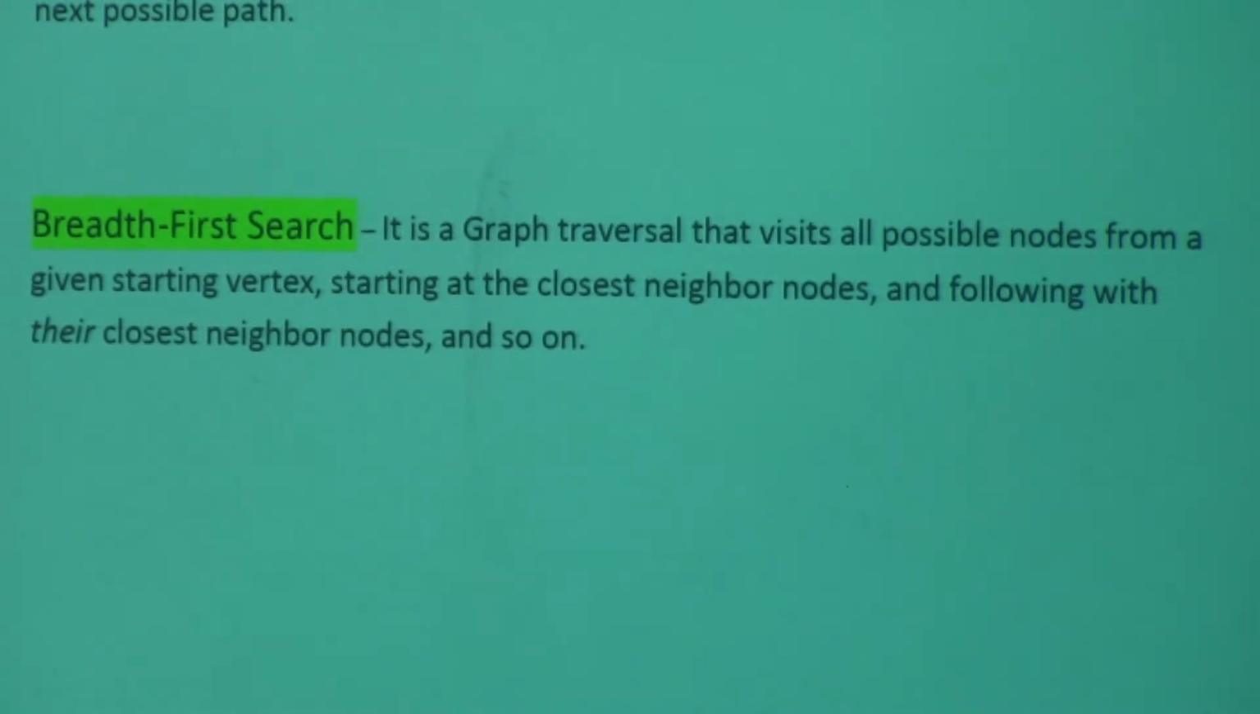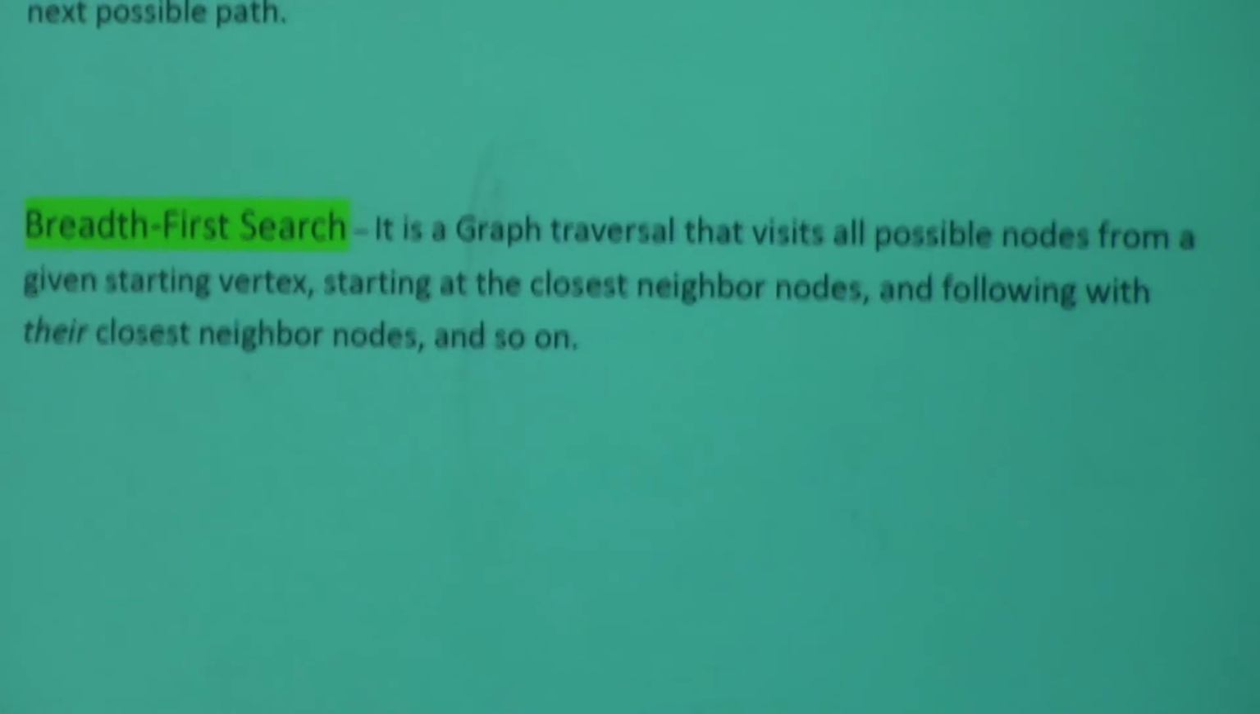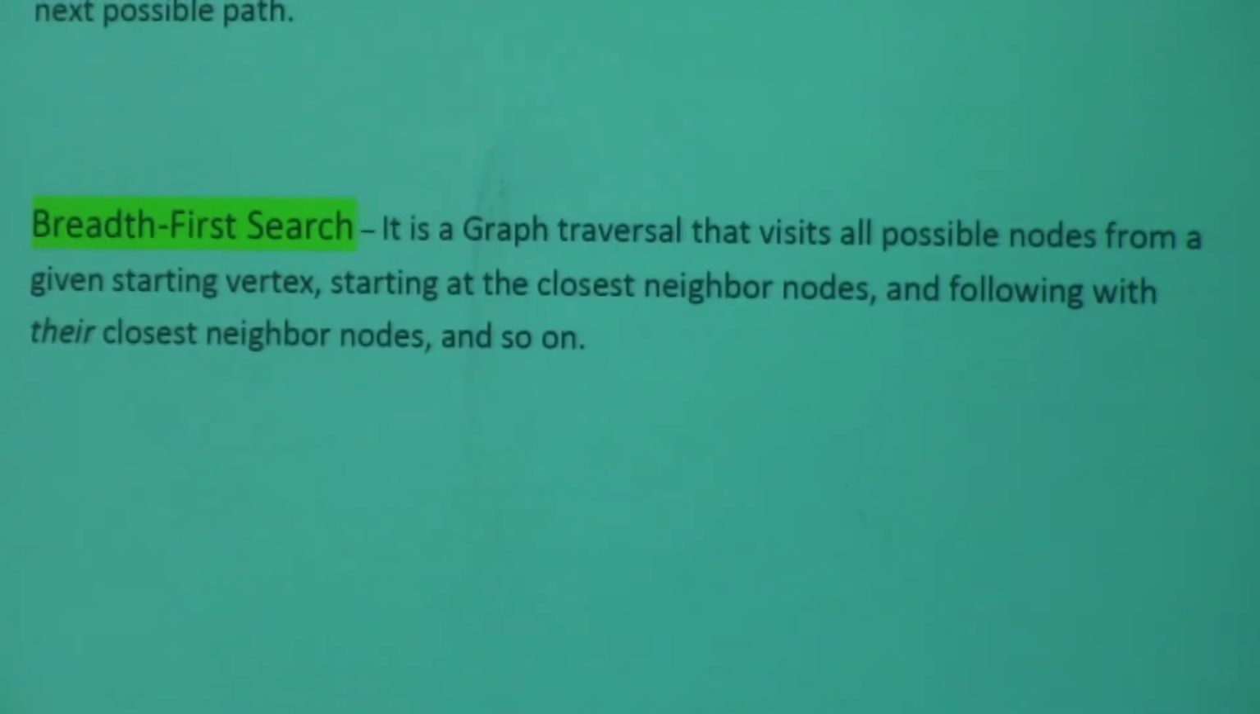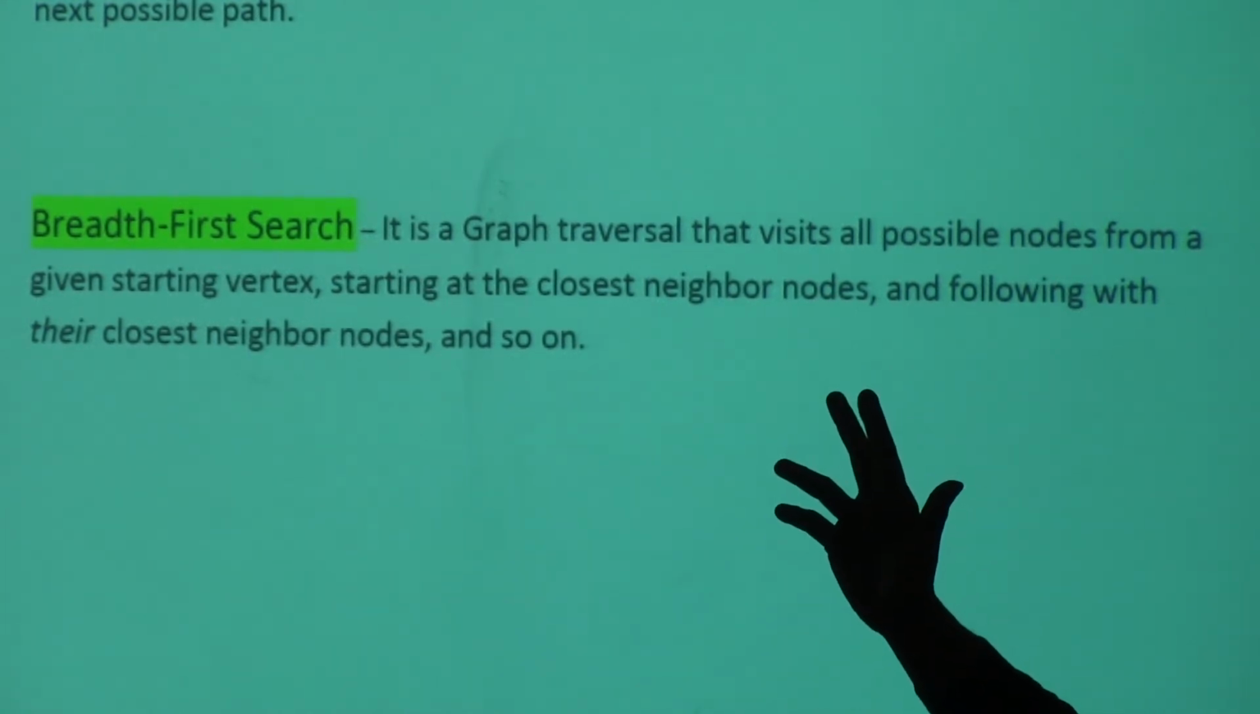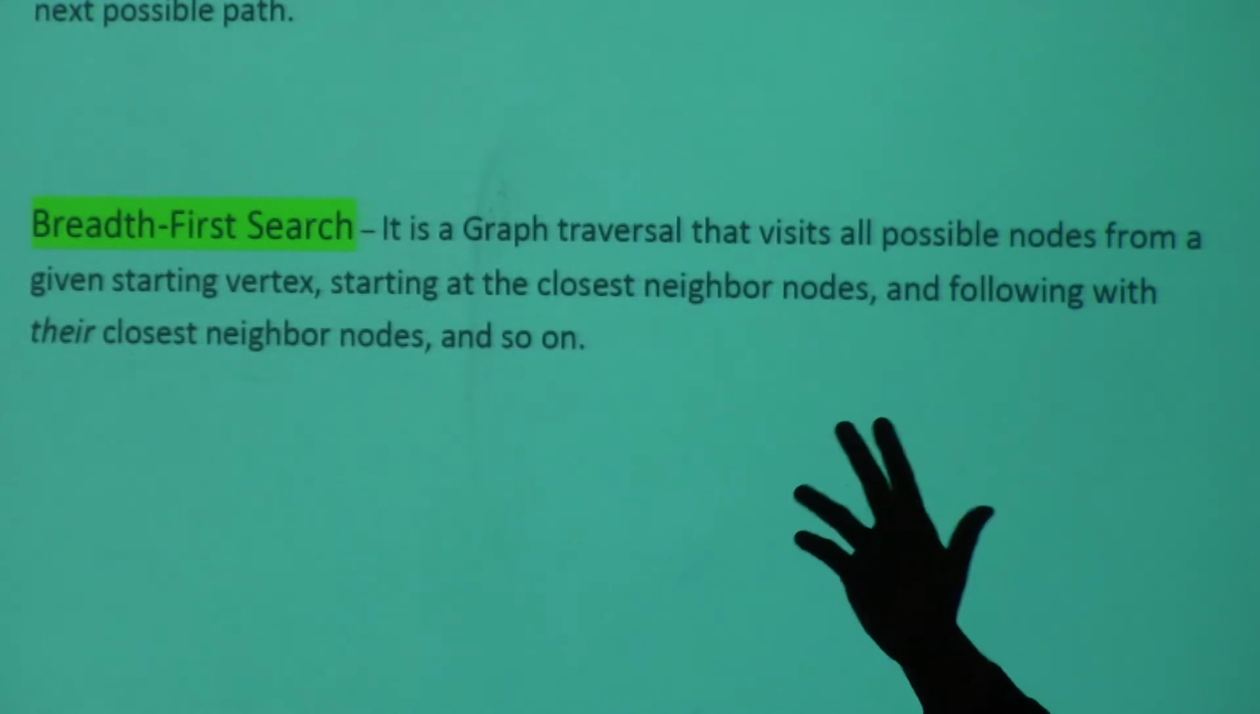So I visit A first, then B, C, D, then all the direct neighbors of B, then all the direct neighbors of C, then all the direct neighbors of D, then all the direct neighbors of P. Who knew it was P? If you knew it was P, then you understand what I'm talking about. If you don't, then I may be talking too fast.